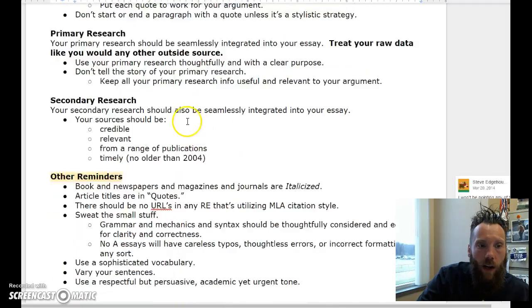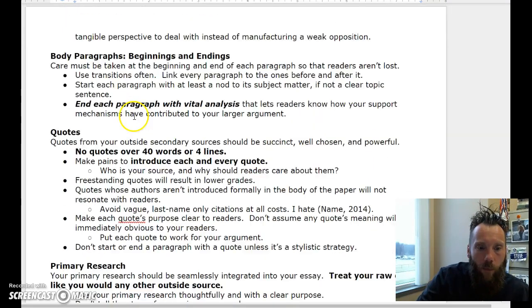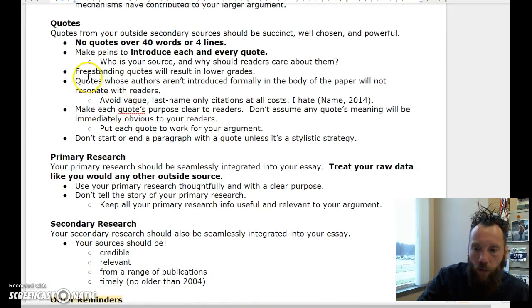All right, kind of rounding third here, just a couple minutes to go. Let's talk about quotes. Again, I'm sorry I'm scrolling so unpredictably. No quotes ever over 40 words or 4 lines. Never a time for it. If you're writing your dissertation, go right ahead. Lord knows I did. But this is not that class. This is not that book.